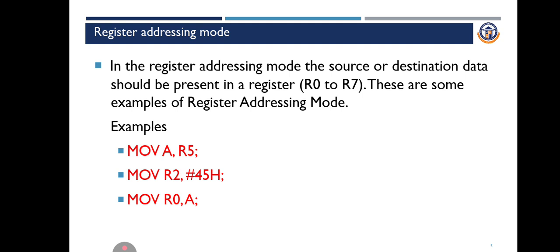In the last instruction, MOV R0, A, the value of the accumulator will be moved to the R0 register. So in these instructions we have used registers, that is R5, R2, R0. This is called register addressing mode. We can use a register from R0 to R7 for moving data from source to destination or destination to source.